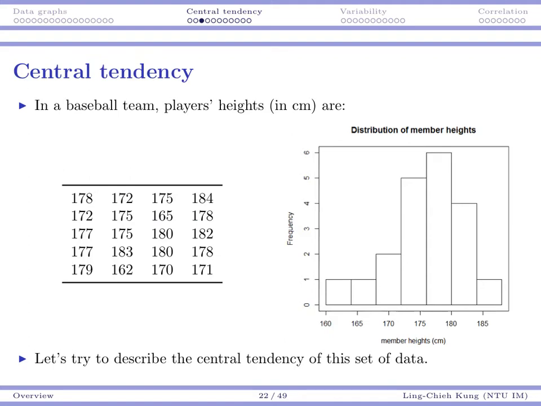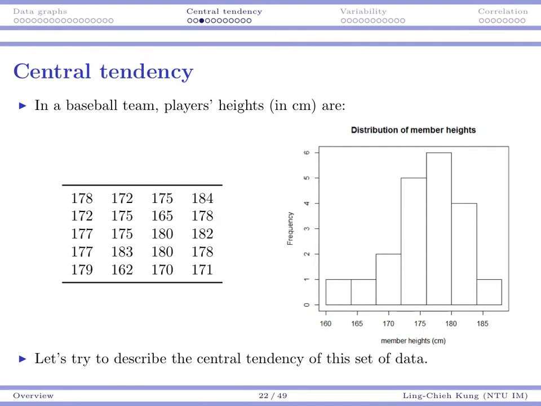First, let's look at this example. Suppose we have a baseball team, and in this baseball team there are 20 players. We record the players' heights in centimeters as these 20 numbers. Before we do anything, again, we would like to draw a histogram to get some ideas. The data ranges from 160 to 180-something, 86 or 89, and we can see most people are of this height, which is somewhat reasonable. So that's about graphs.